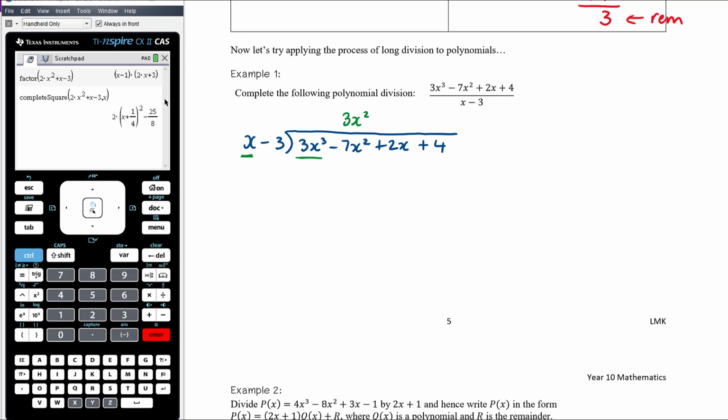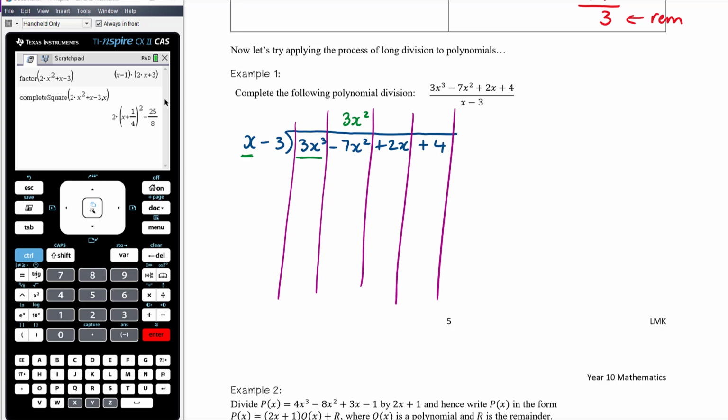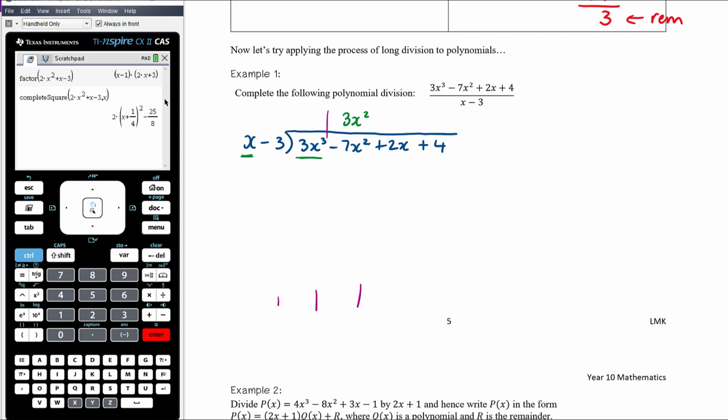Now, it's really important when you're doing these divisions, and we'll see some other examples as we work through this video, that we keep things lined up. So I'm going to have x cubed terms, x squared terms, x terms, and constant terms. That will make sure that I'm subtracting like terms. Otherwise, I'm going to find myself in trouble.